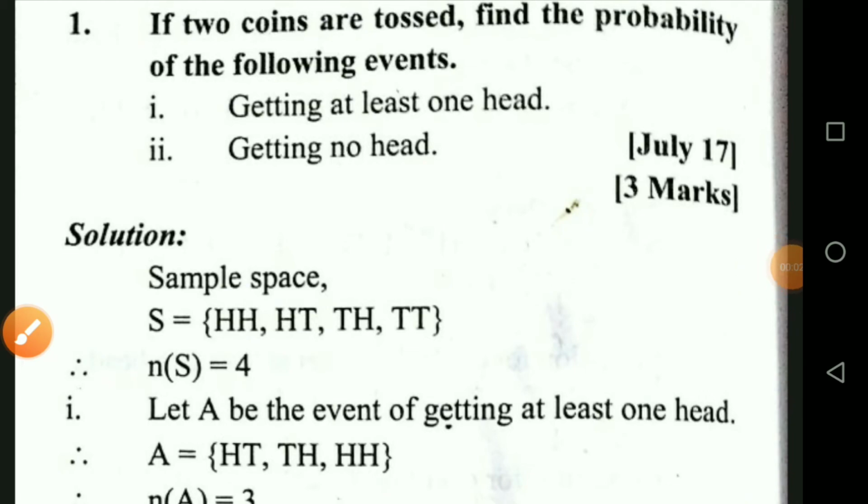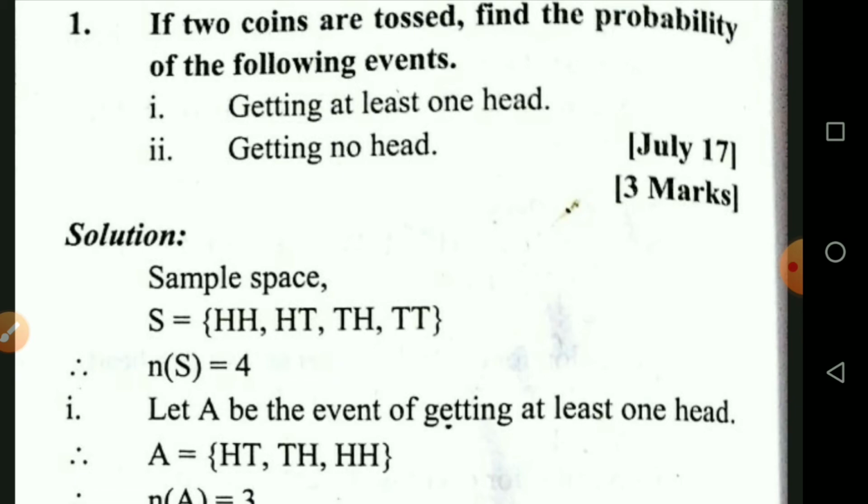Example number 1. If two coins are tossed, find the probability of the following events. First event, getting at least one head. Second event, getting no head. Now the solution of this.